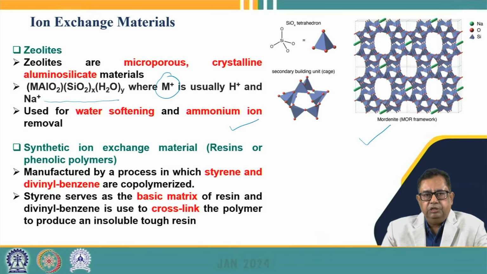They are copolymers, so that we can get a tough, insoluble structure, and that is known as resin. Styrene serves as the basic matrix of the resin, and the divinyl benzene is used to cross-link the polymers so that we can produce an insoluble, tough resin. This is required because the resin remains in contact with water continuously, so it should be tough and not soluble in water, so that it can sustain the reactions taking place during the ion exchange.